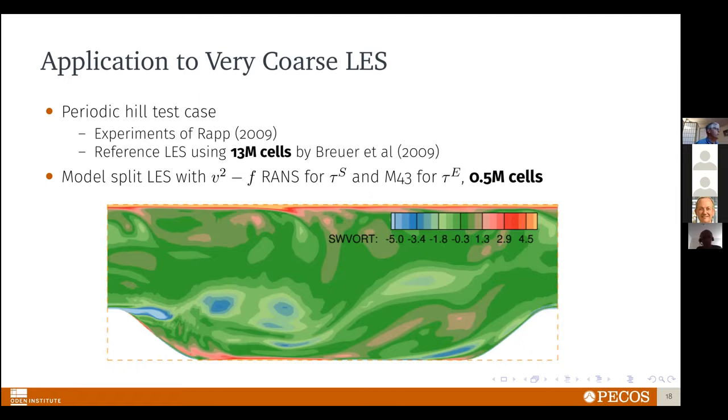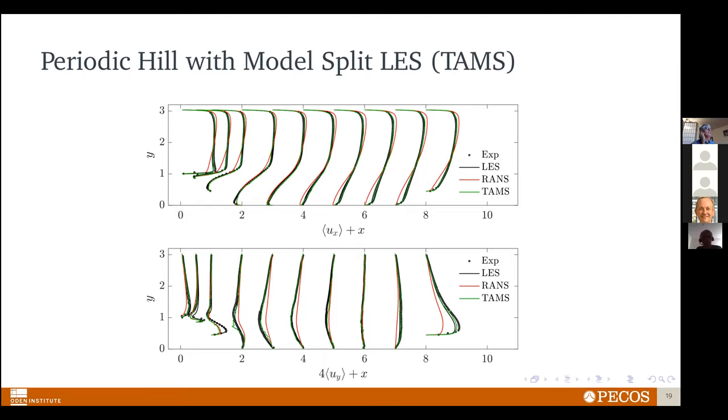These LES are essentially wall resolved LES, and they require 13 million spatial degrees of freedom. We're using this model split for LES, using a B2F RANS model for tau S, this M43 model for tau E, and with about a factor of 25 fewer degrees of freedom. And this is just an image to show you what that simulation looks like. The question is, does it work? Do we get the right statistics back?